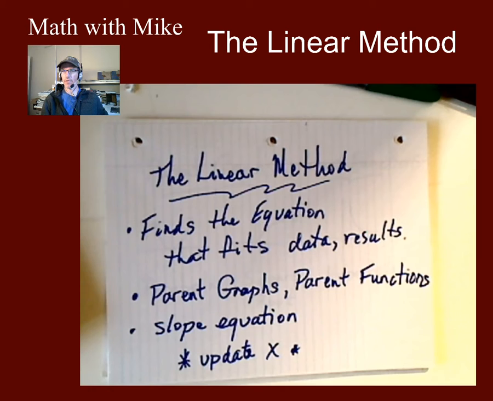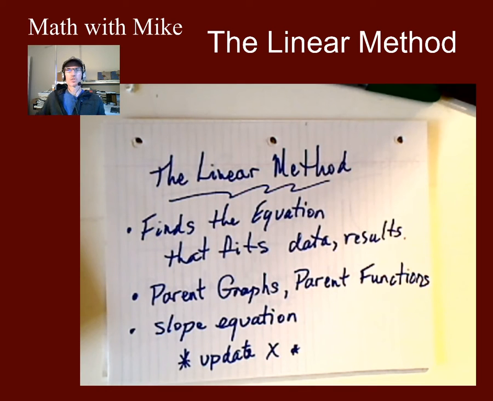Video session here, where we're going to describe something called the linear method. It is a series of steps that will allow you to take data, results, information from an experiment, and through this process, figure out the equation for that data, for those results. That allows you to relate the dependent and independent variables together with one another.